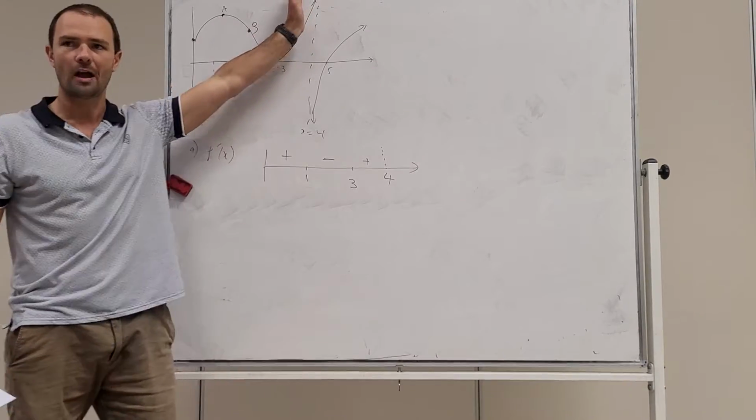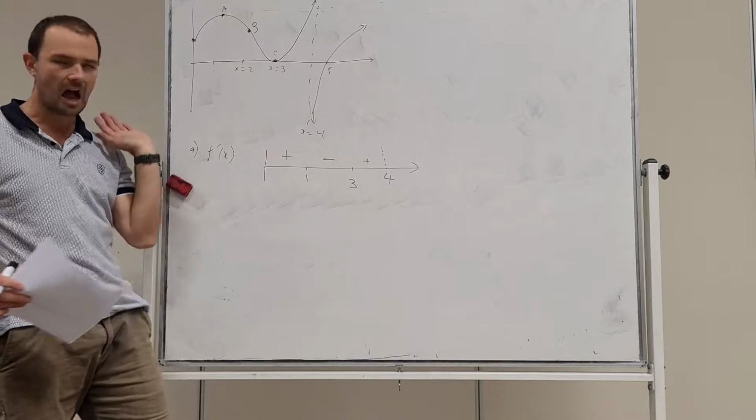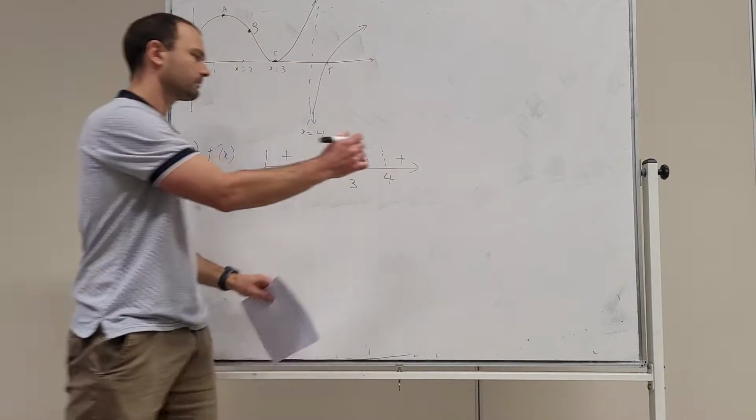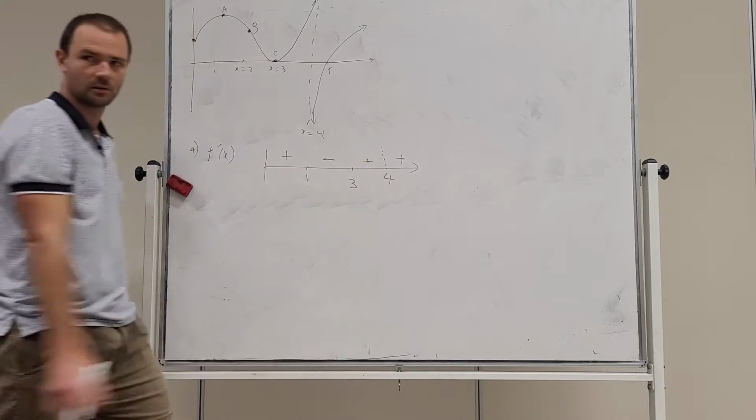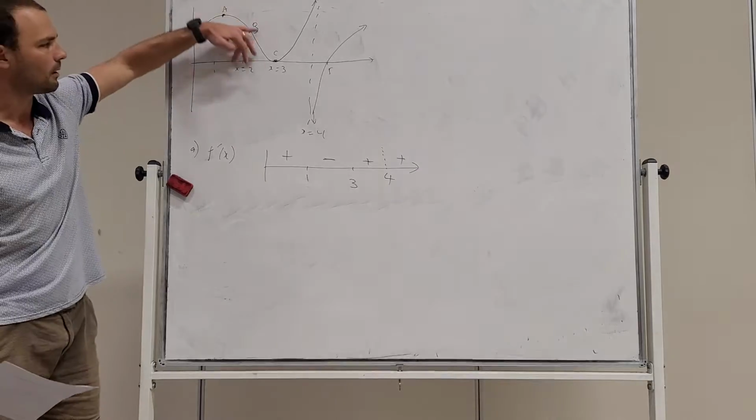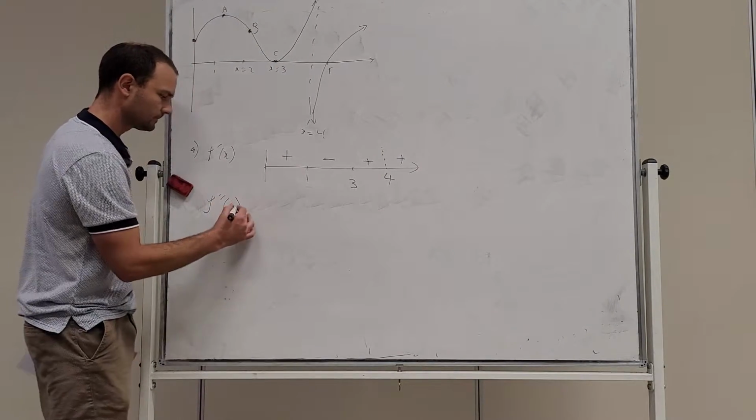The function does not have slope at x is 4, it's undefined, so there's an asymptote there. And then after x is 4, it still has positive slope. So that's what the sign diagram is going to look like. You're just asking yourself, when I'm walking along, am I walking up or am I walking down? Okay, 2 marks there.